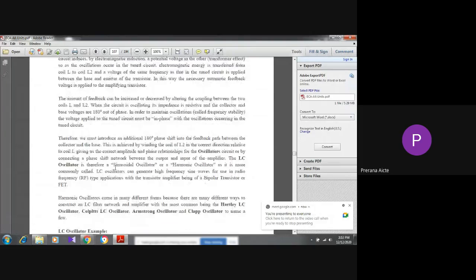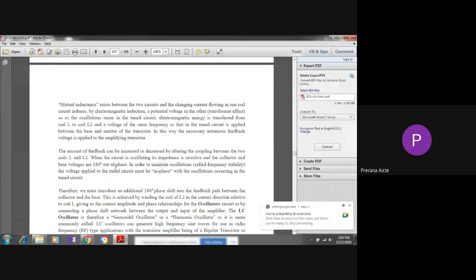Okay, guys, this is about some important oscillators, and apart from these, we have some other oscillators like crystal oscillators, the Colpitts crystal oscillator. In these, we can use piezoelectric crystals.